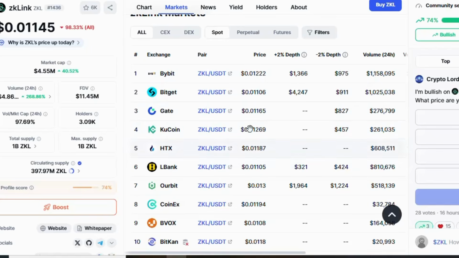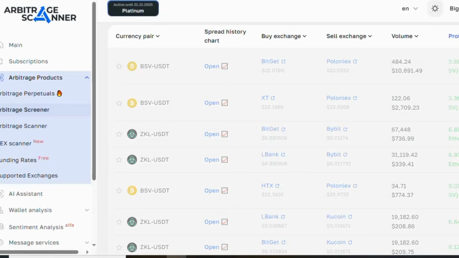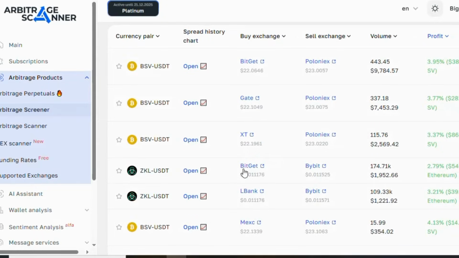Okay, and of course the next step you're going to take now is to check out the fees for ZKL. You don't just jump into buying. You need to confirm how much fee will be charged when you buy on LBank, or if you're going to sell on Bybit, because this is the buying exchange and this is the selling exchange. So to do that, I'm going to come to the spot screener. That is why this tool is important. Remember this is where we found that opportunity.